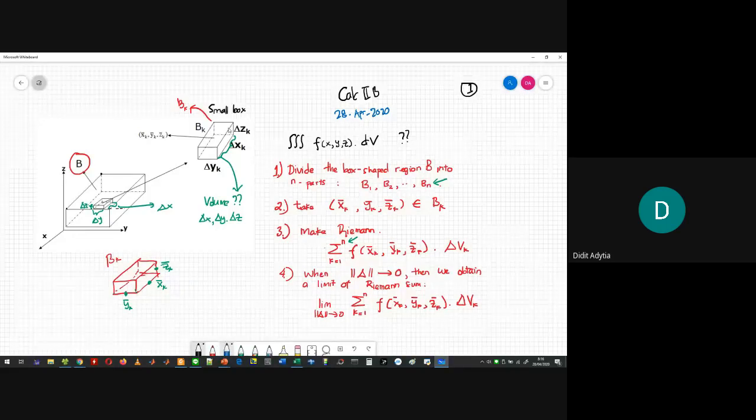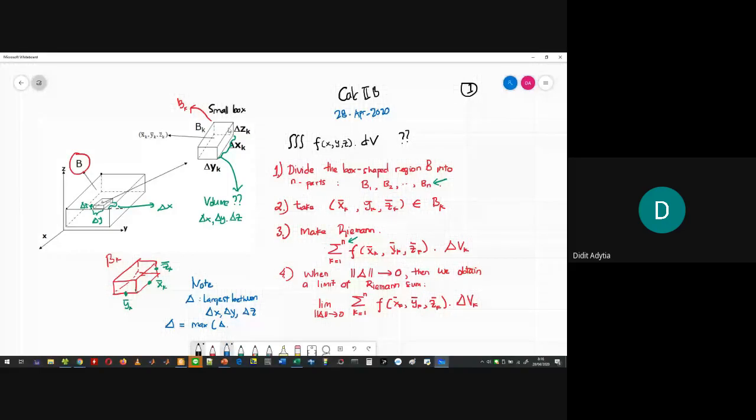Delta, note. Okay, I take a note. Delta is the largest among delta x, delta y, delta z. Or I can define it differently: this is the maximum value among delta x, delta y, delta z.